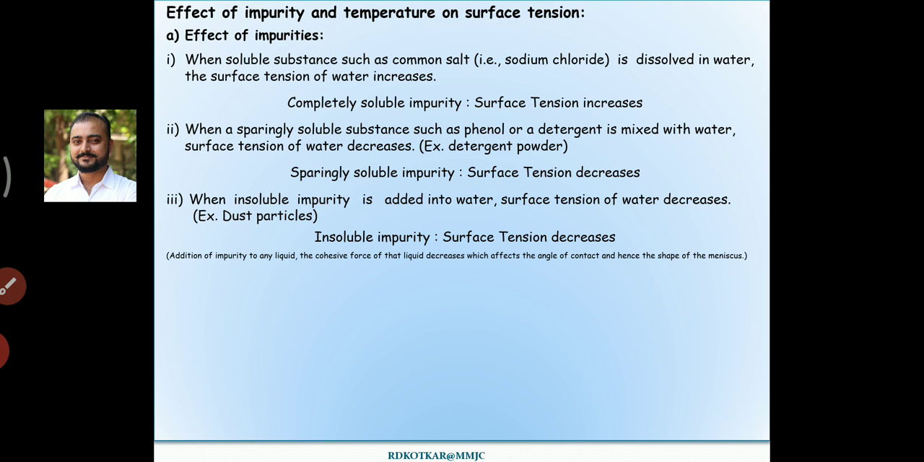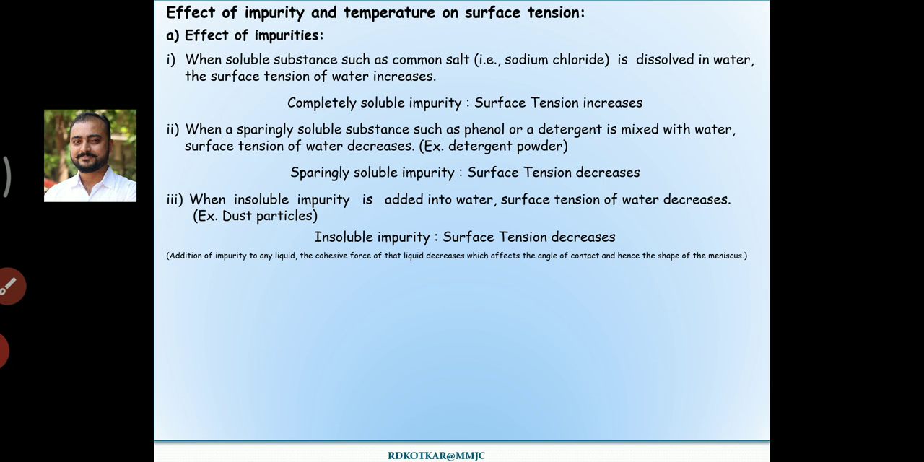Now one more thing: addition of impurity to any liquid decreases the cohesive force of the liquid, which affects the angle of contact and hence the shape of the meniscus. Why does this occur? When you add the impurity, the cohesive force between the liquid molecules decreases, and as it decreases, the angle of contact, and hence the shape of the meniscus, gets affected.